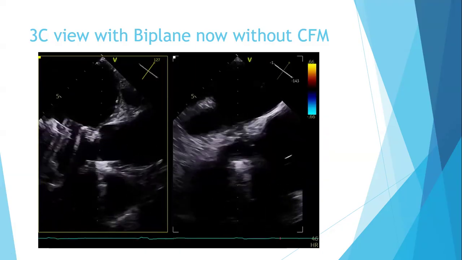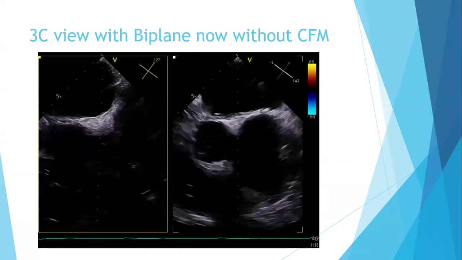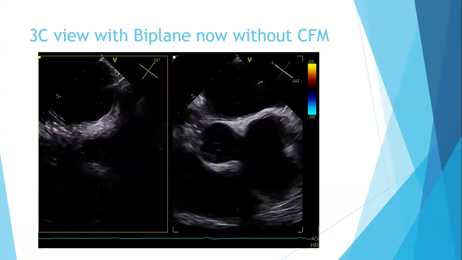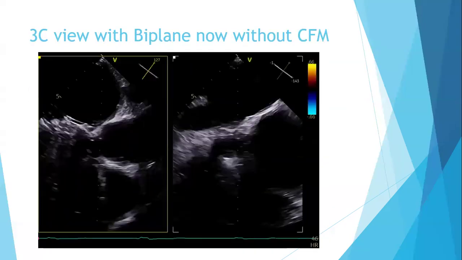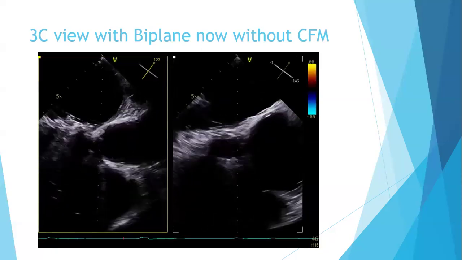Again, this is the three-chamber view here, the biplane view, without the color flow mapping, in order to assess properly the aortic valve, for which we have seen a mean pressure gradient of 48. We are excluding the presence of masses in relation to the aortic valve itself.